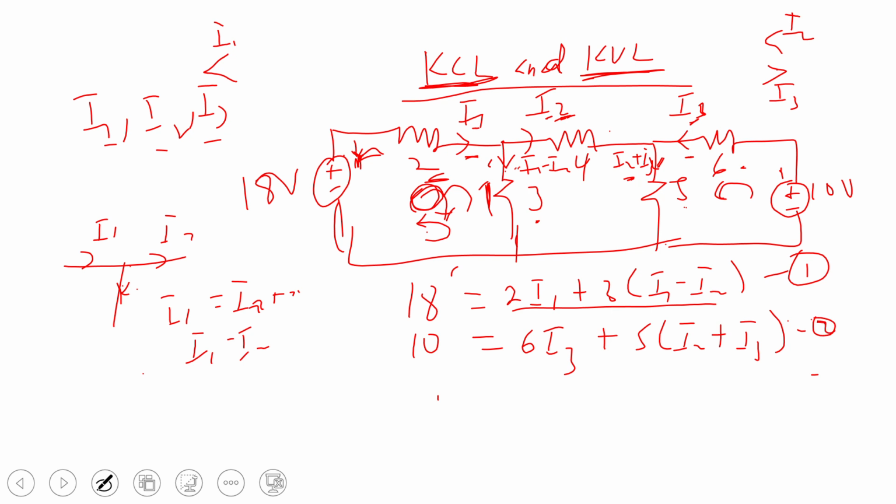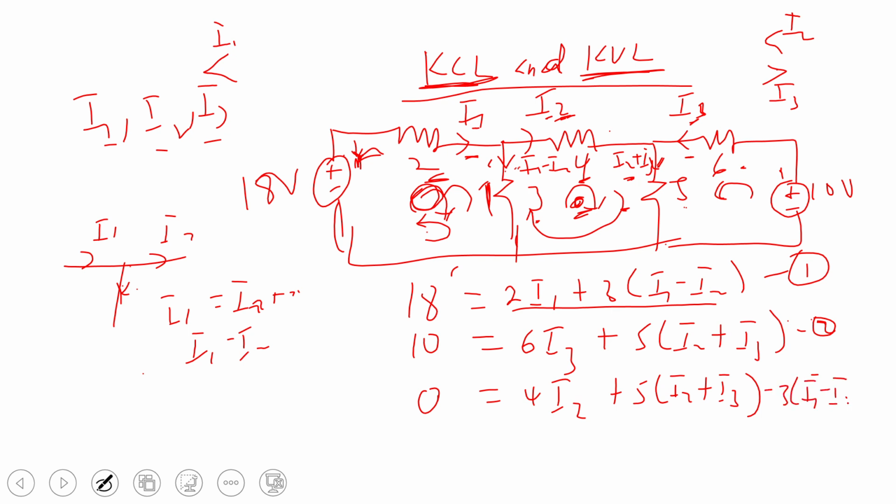I need a third loop. I can decide to take this middle loop and I'll go in the clockwise direction. Can go anti-clockwise. In this loop, there's no voltage, so I'll say 0 is equal to, then here it's going to be 4I2 plus here it's going to be 5I2 plus I3. Then I'll get to here, which I'm going against, so minus 3I1 minus I2. And basically, this is how, when I solve equation 1, equation 2, equation 3 simultaneously, I'll be able to get my answer.